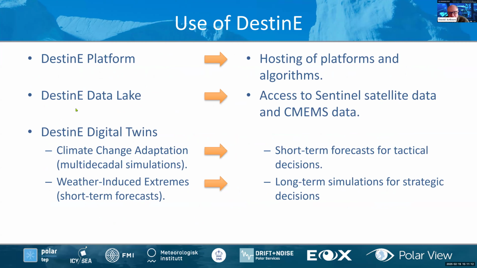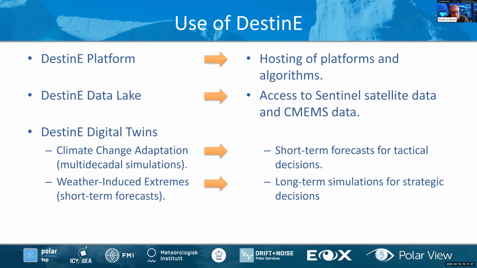To do this, we are going to be taking advantage of Destination Earth in three ways. So Destination Earth provides a platform, a computing platform on which some of our processing will be hosted. They provide a data lake, from which we will access the information we need. And in particular, we're talking about Sentinel satellite data and Copernicus Marine Service data.